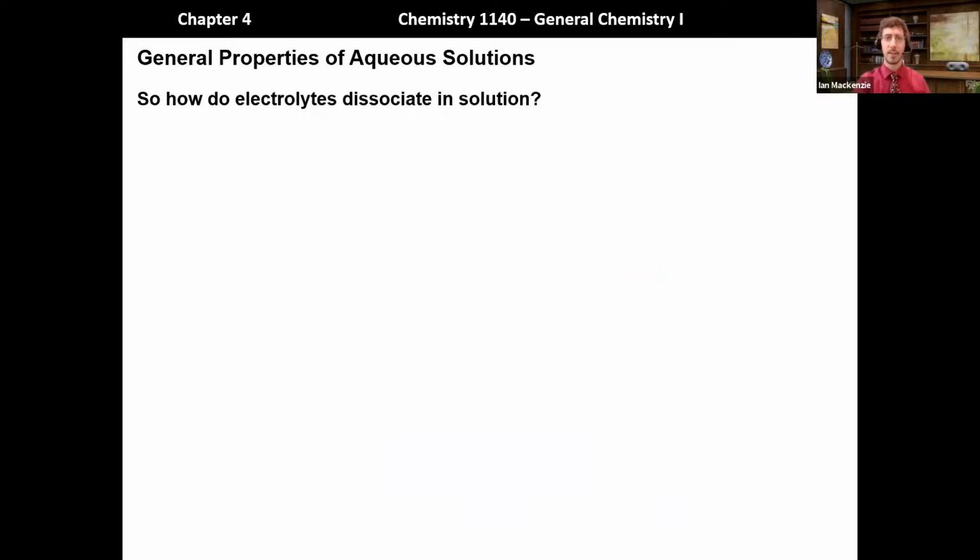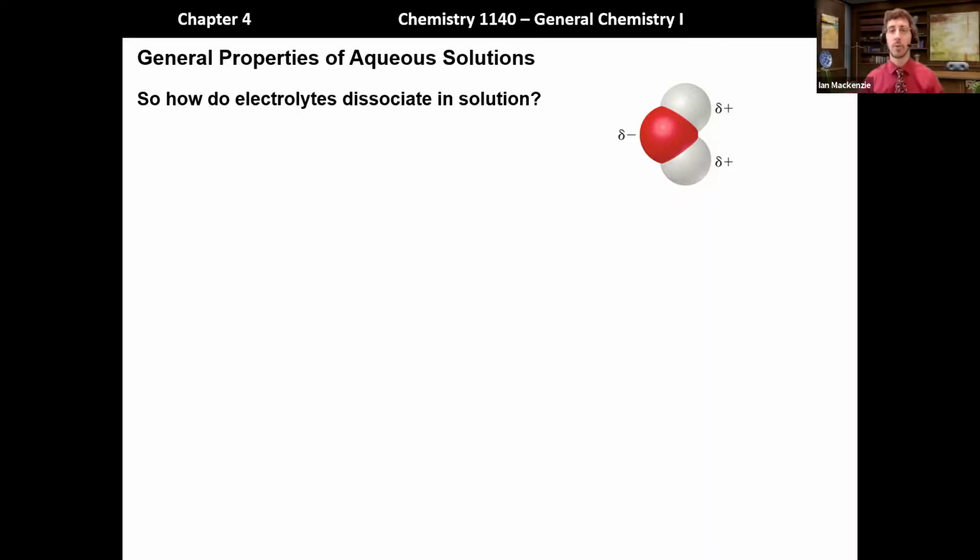How exactly do electrolytes break up or dissociate into ions in solution? Well, let's think about this by looking first at water itself. Water has oxygen shown in red there, and then two hydrogens attached to it. And the oxygen and the hydrogens don't share their electrons equally. We'll talk in much more detail about this in chapter 8 and chapter 9. But for the moment right now, just imagine that oxygen hoards more of the electrons.